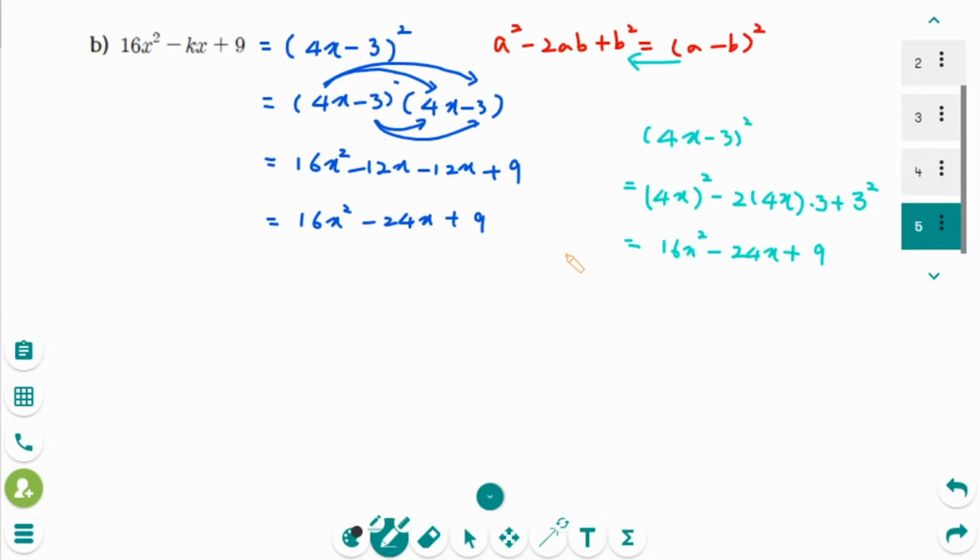Then compare the sides. So the left side is the same as the right side. So everything is the same. So the middle term and this one. That means minus k part is the same as minus 24. Therefore k equals 24.